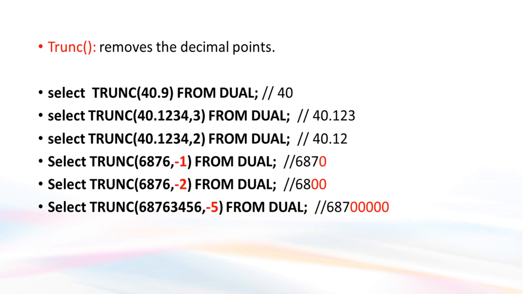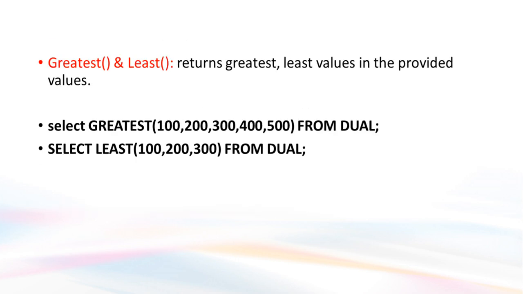And then the greatest and least functions. These functions return the greatest and least values among the provided values. For example, what is the difference between max and greatest? We have seen max and min, and also here we are seeing greatest and least. So what is the difference here?